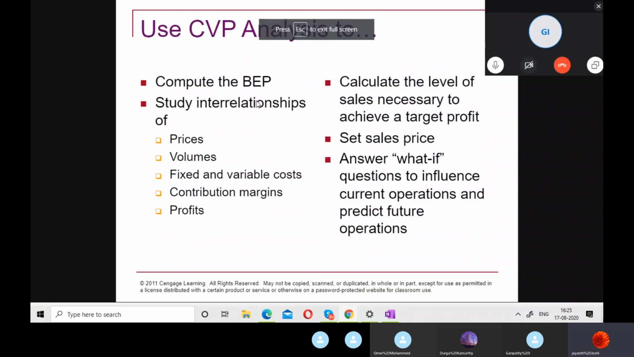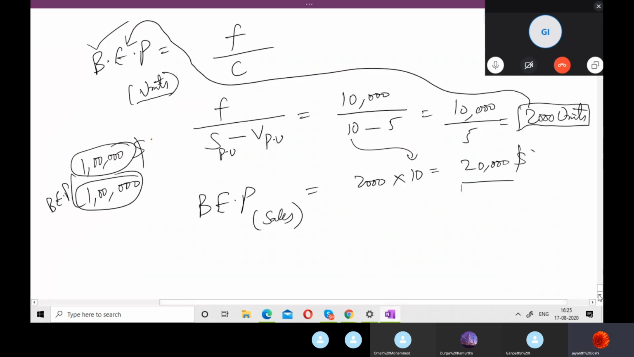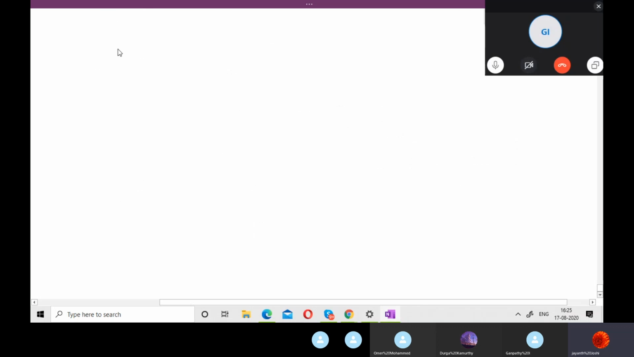So compute the break-even point and then study the interrelationship between price, volume, fixed and variable cost, contribution margins and profits. Calculate the level of sales necessary to achieve a target profit. See, it is not that you will be doing a business without targets. Am I right? So every business sets up some targets, or I can say desired profits. Target is nothing but something which you are desiring, what you want.